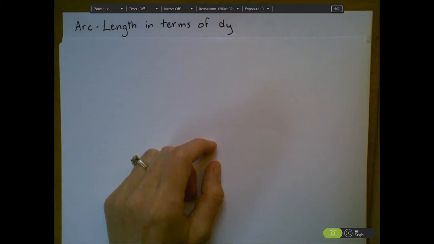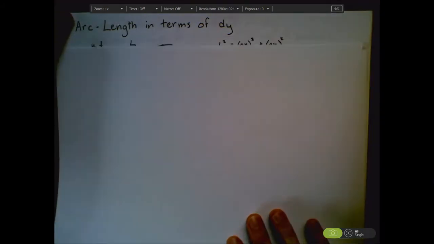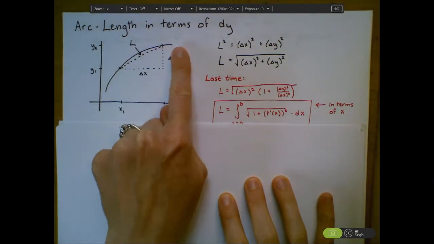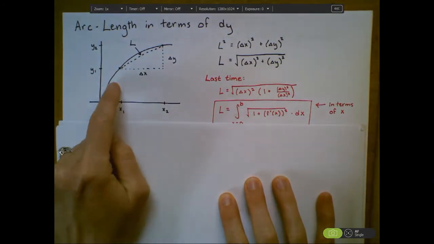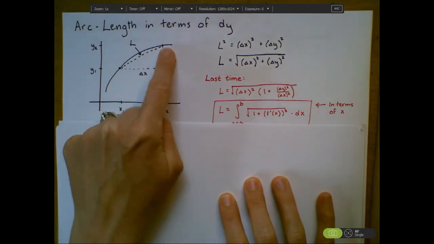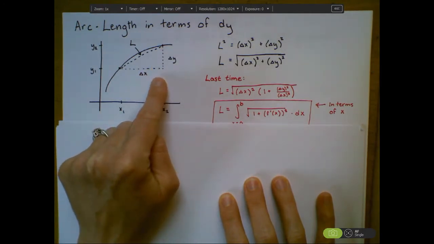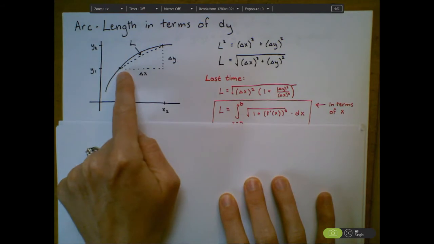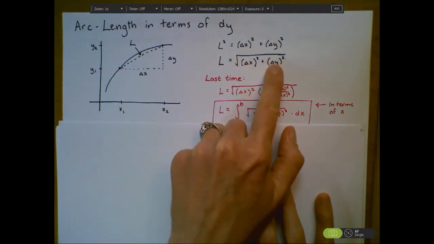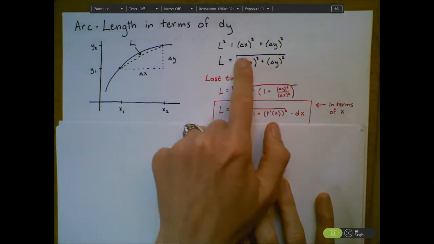So in the last video, we talked about computing arc length in terms of dy, and we had this generic picture that we looked at. So say that we have our function that looks like this arc, and we want to know the length of the distance from x1 to x2. We had this triangular picture, and by the Pythagorean theorem, we know that the length of this side L is going to be the square root of each of the pieces dx and dy squared.